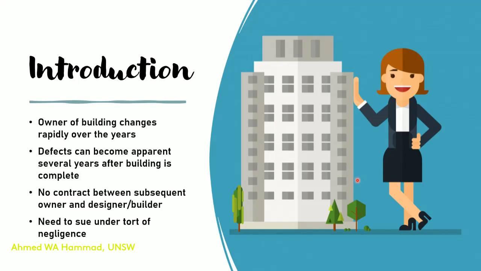Now, the problem is that most defects, especially the important ones, only become apparent several years after the building is complete. So the ownership would have changed several times. What's the issue? You don't have a contract between the subsequent owners and the designer or the builder that was involved in the original project. So suing under contract law isn't an option. What options do people have? Well, it's only under the tort of negligence that you can sue in this case.